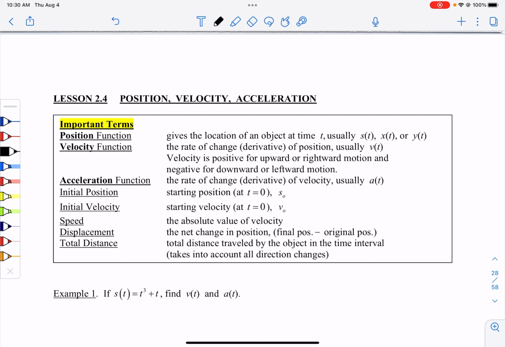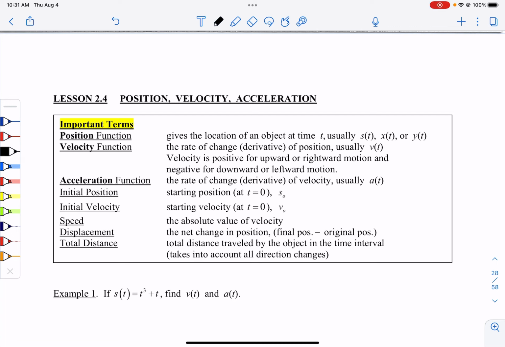Some of this you may have done in a physics class already. You probably used a different type of math to do it. You may have used trigonometry to do some of these problems. Today we're going to teach you how to do position, velocity, and acceleration problems using derivatives.